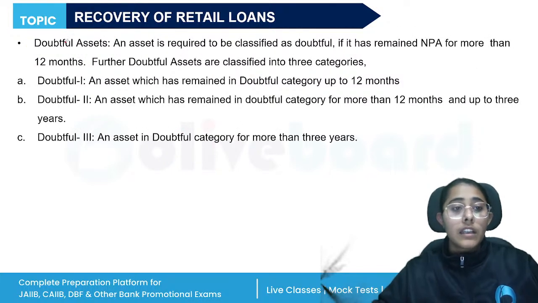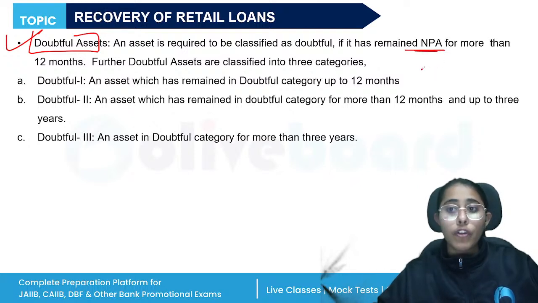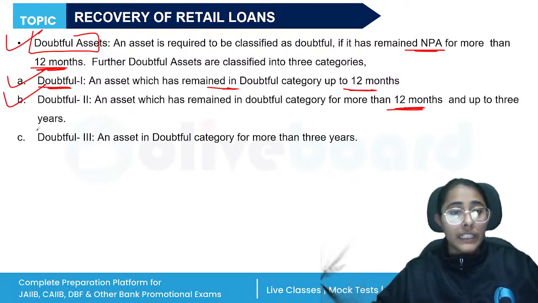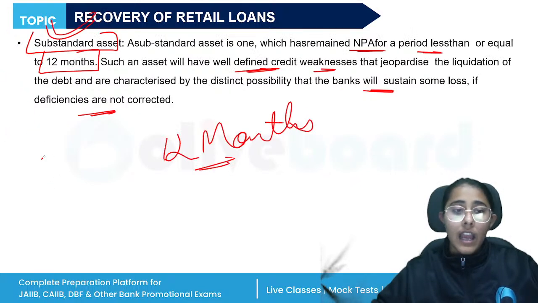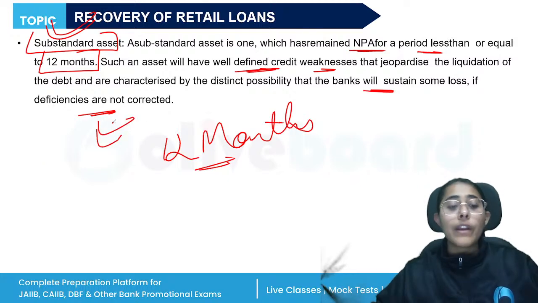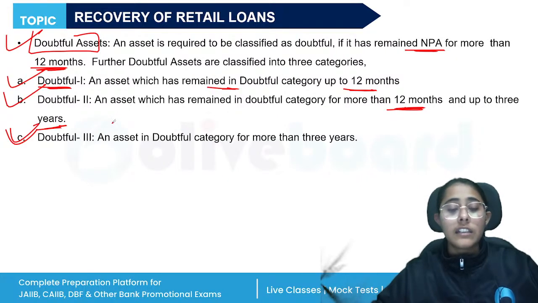The asset will then move into the doubtful category if it has remained non-performing for more than 12 months. Again, we have the doubtful assets classified into three categories. The first category is doubtful 1, where the asset has remained in the doubtful category for up to 12 months. Then the doubtful 2 category is for more than 12 months up to 3 years, and beyond 3 years it will be known as doubtful category 3. So after the substandard, more than 12 months, we will term it as the doubtful asset.